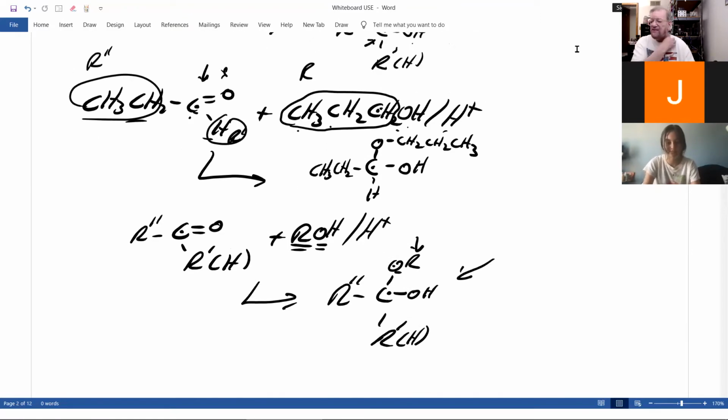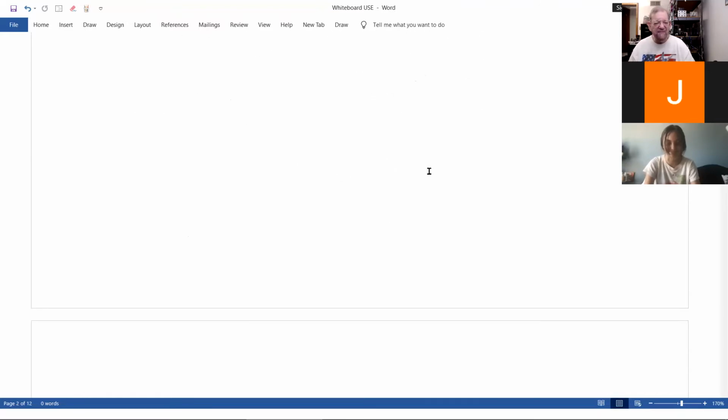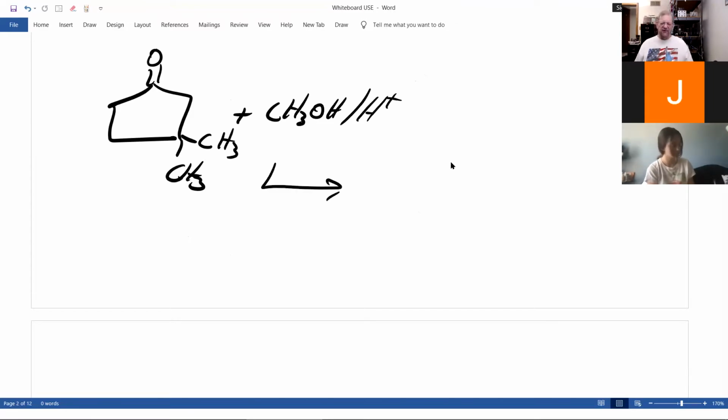First of all, for those who want to check, remember I have one of the world's fastest mouse wheel fingers around. All right, let's do one more. And here's one more for you to do.